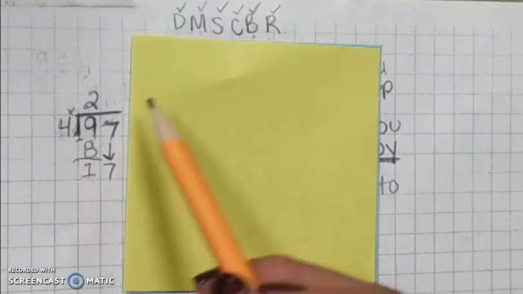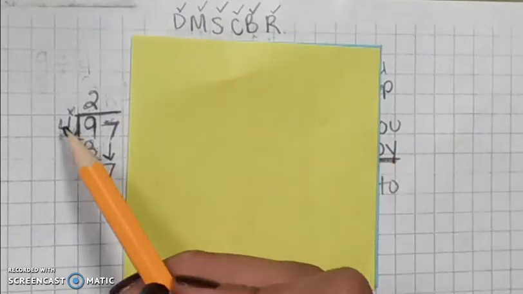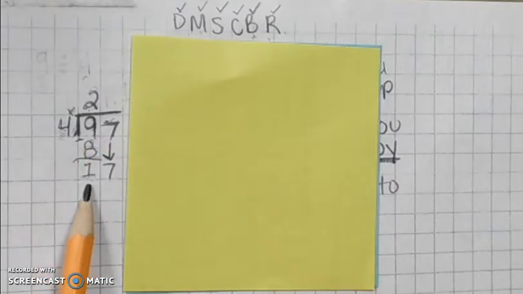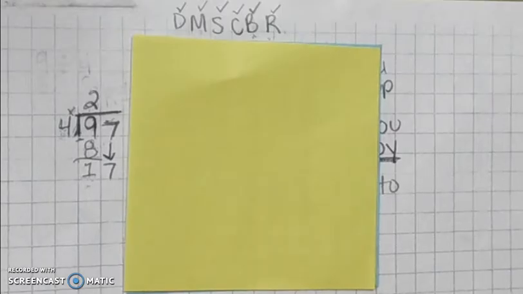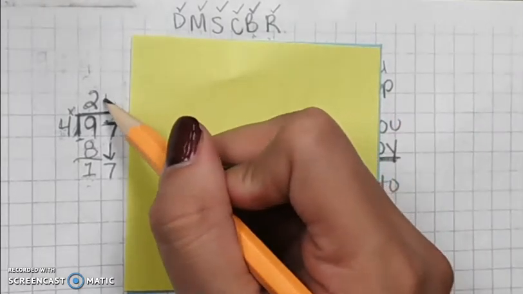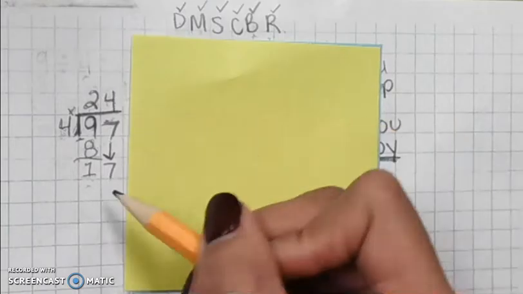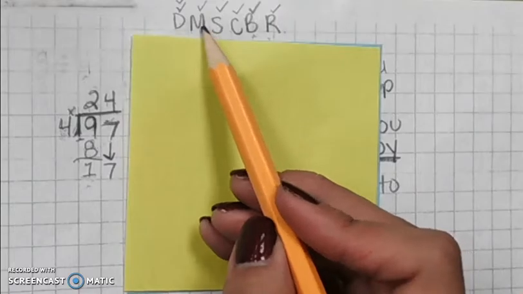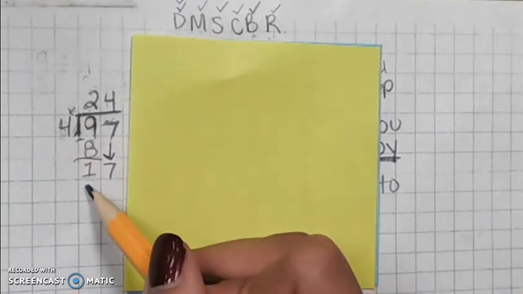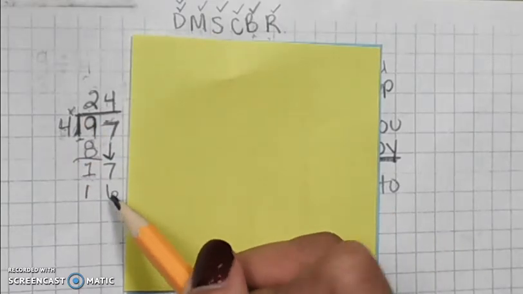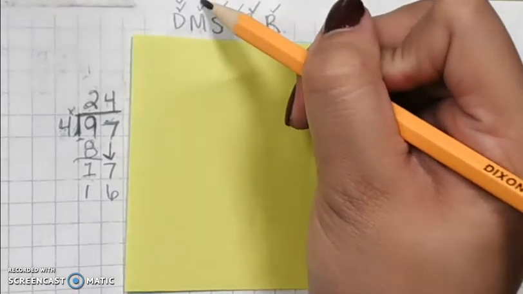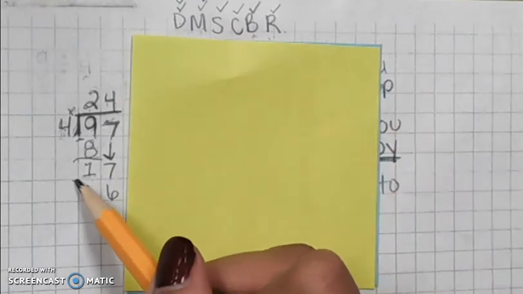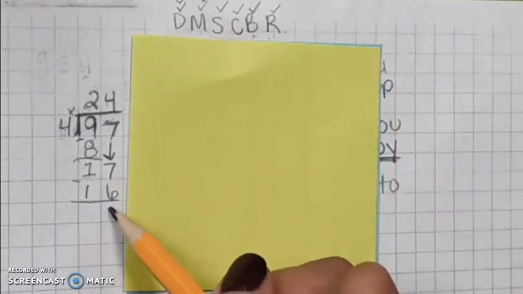And I'm going to ask myself again. I'm going to start over with my divide. How many groups of 4, or how many 4s will it take to make 17 or almost 17? Again, I know 4 groups will make almost 17. So here's my check. Then I'm going to multiply. 4 times 4 is 16. And I wrote my answer down here. Now I'm going to subtract. 17 minus 16 is 1.